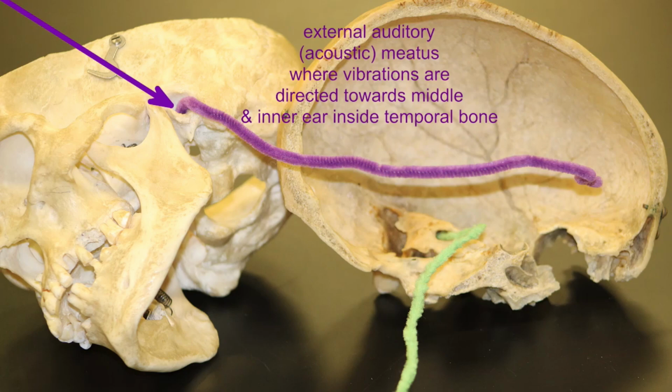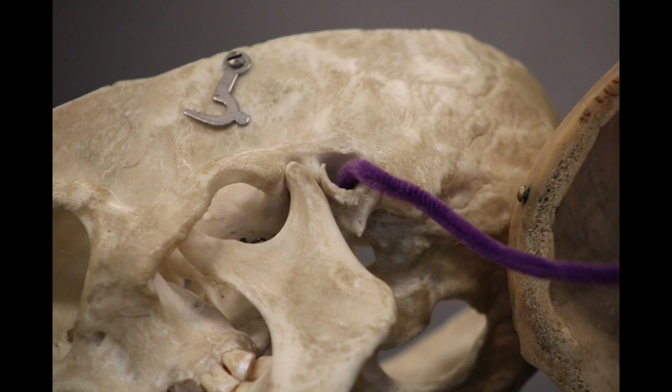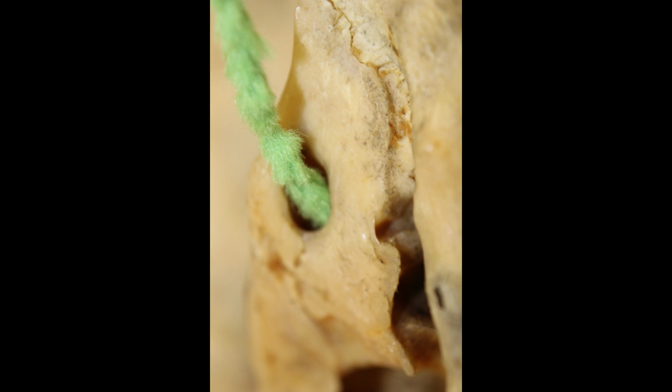In this image, pipe cleaners indicate both the external auditory meatus, which is how sound reaches the middle ear, and then the internal auditory meatus, which is how the vestibulocochlear nerve then leaves the temporal bone where the inner ear is located to then bring information to the brain.